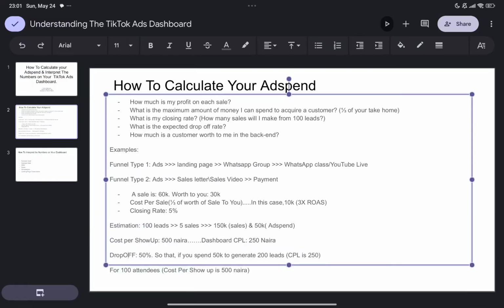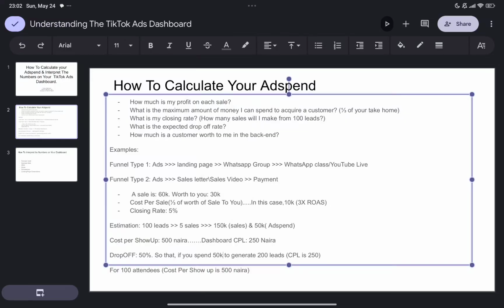So if you spend 50,000 naira to generate 200 leads, your cost per lead is what? 250 naira, if my math is correct. Let me do it again. If I spend 50,000 naira to generate 200 leads, my cost per lead is what? My CPL is 250. Alright, 250 naira. Then I'm expecting that 50% of those people will not show up for my presentation.